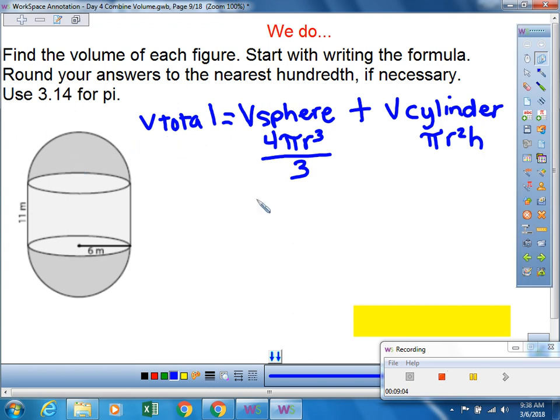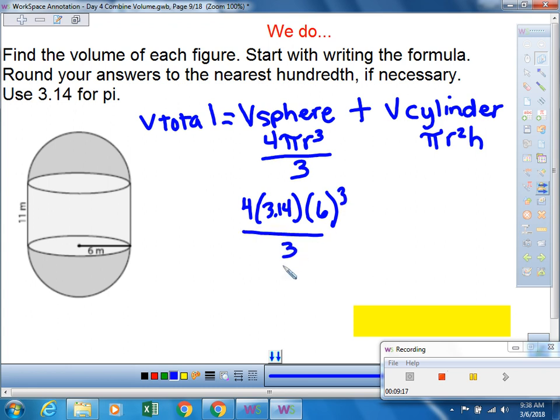So let's substitute in. 4 times 3.14. What's my radius? 6 cubed over 3. So put in your calculator 4 times 3.14 times 6, shift arrow, divided by 3.